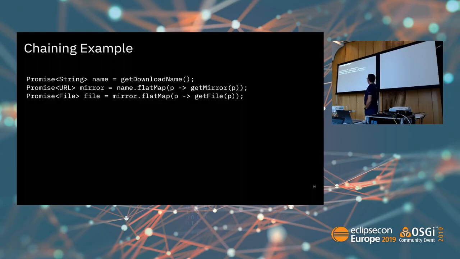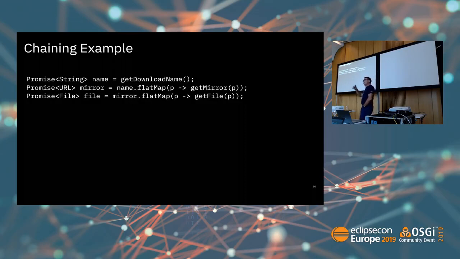And he might want to then find out, well, what is the URL for this string? And so he can flat map that onto another method called getMirror that returns a promise of URL. And so if there's any exception, it'll be cascaded. And the same thing again. Once I've got the URL of the mirror, I want to download the file. So there's another method here that returns a promise of the file, and we flat map that off of mirror.